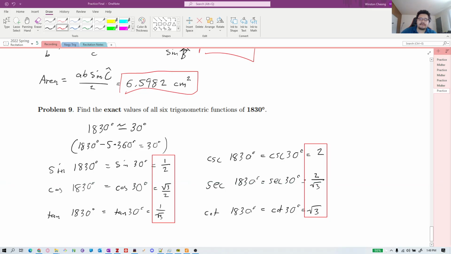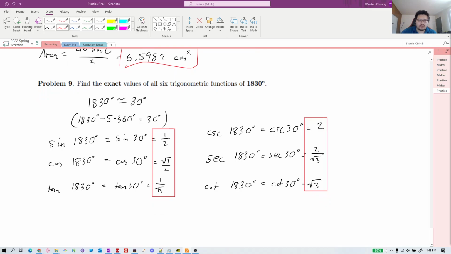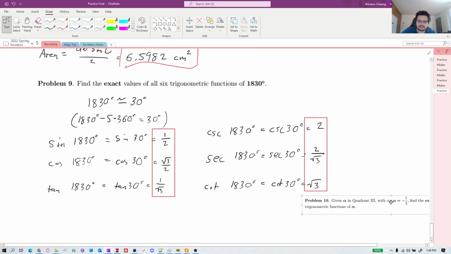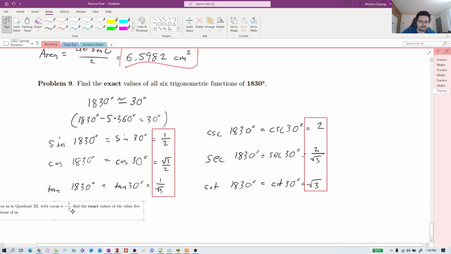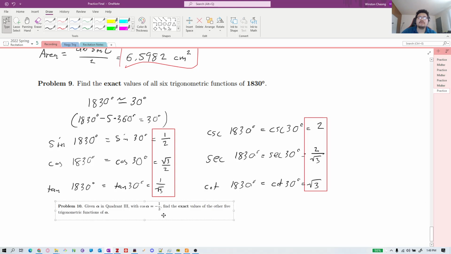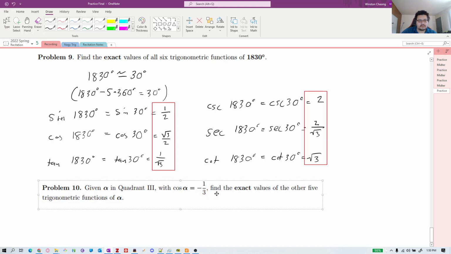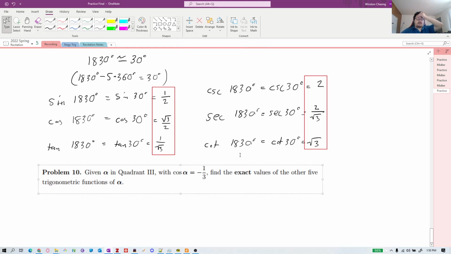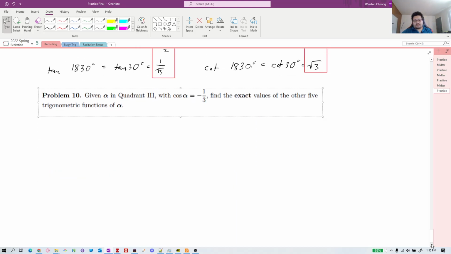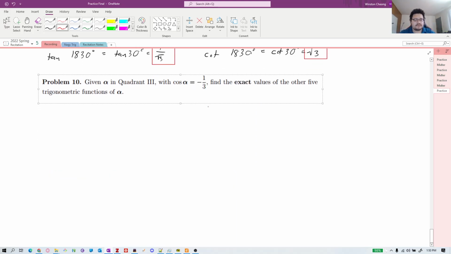Number 10. Given this angle is in the third quadrant, and we're given some information, find the exact values of the other 5 trig functions.